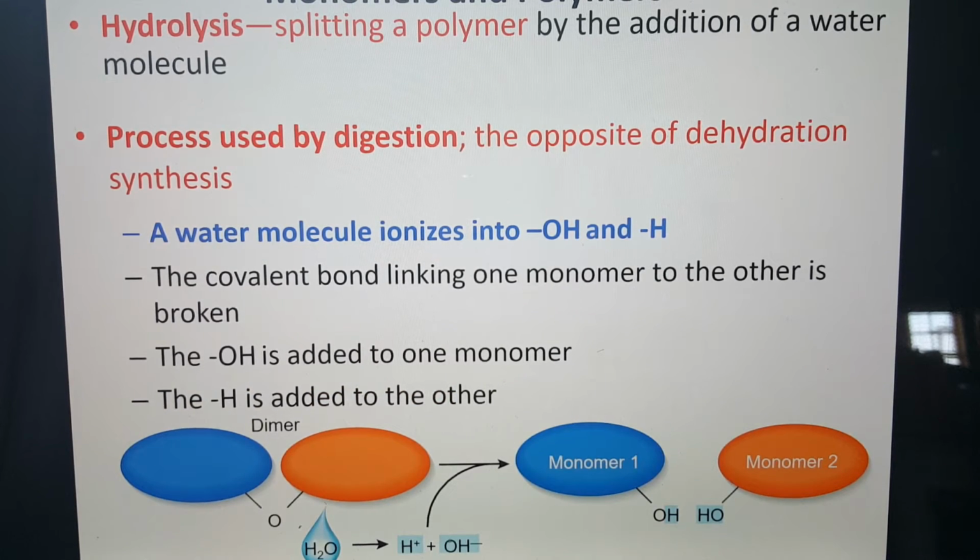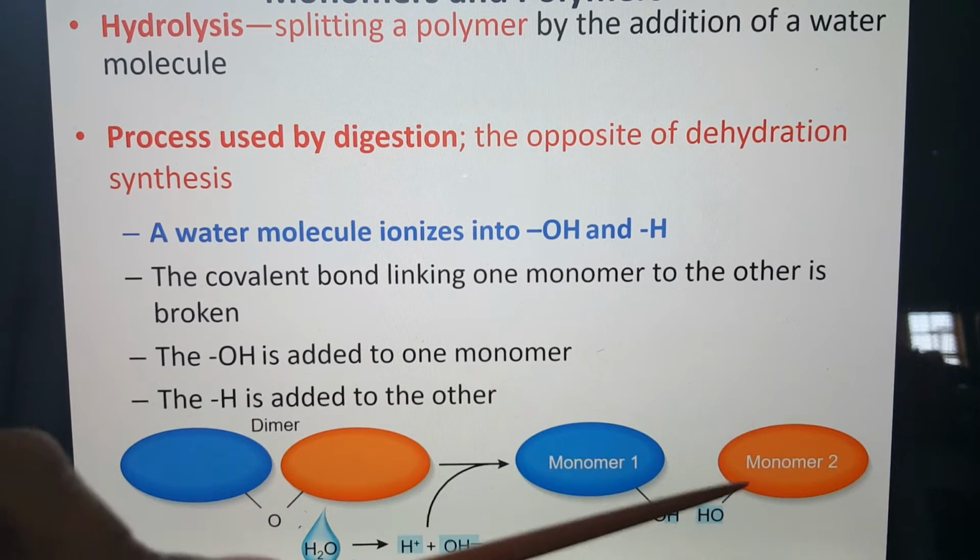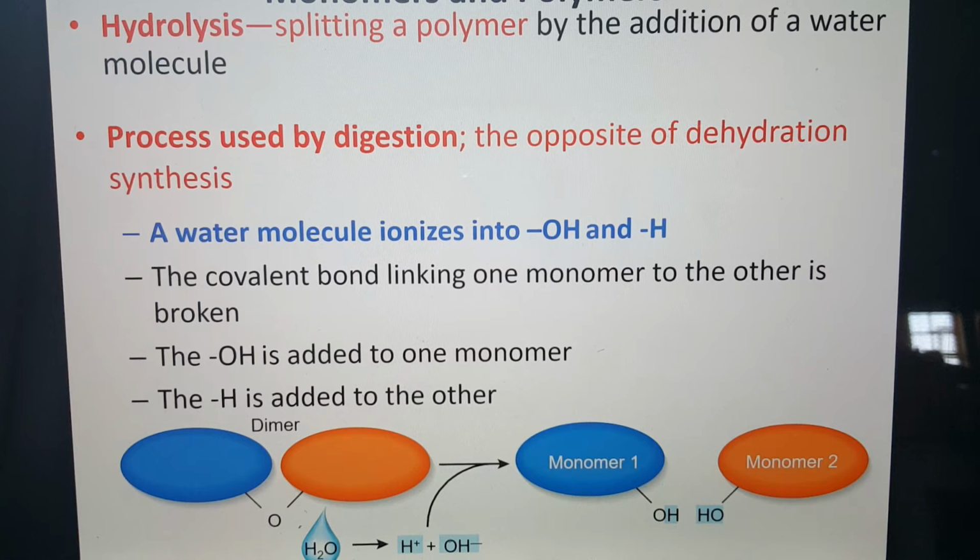Hydrolysis is the opposite effect. So instead of removing water, we're going to add water to break apart this larger molecule. So this is how we use digestion, breaking apart our food, so we can actually extract the energy and get it to a form where we're able to absorb it into our body. So our water ionizes into a hydroxide ion and a hydrogen ion, and that helps to break that bond between our dimer.